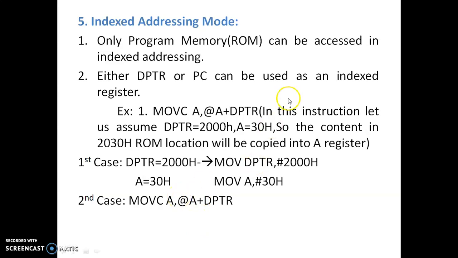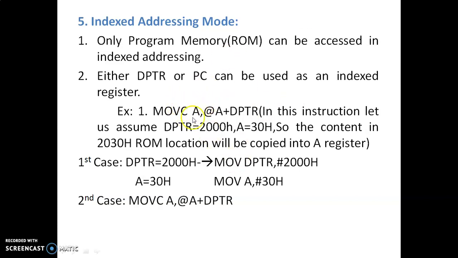In indexed addressing mode, only ROM memory is accessed, that is, only program memory can be accessed in indexed addressing mode. Here we use either DPTR or PC as index registers. Whenever you want to access the ROM, it can be an internal ROM or an external ROM. Internal ROM is 4K. Sometimes we can even connect external ROMs also. Whenever you want to access data from the internal ROM or the external ROM, we use a mnemonic called MOVC.